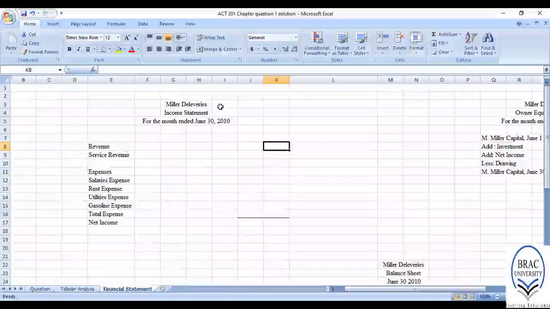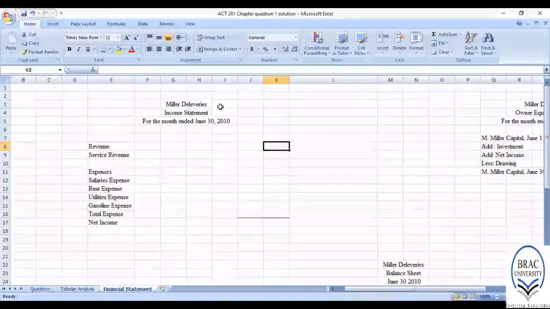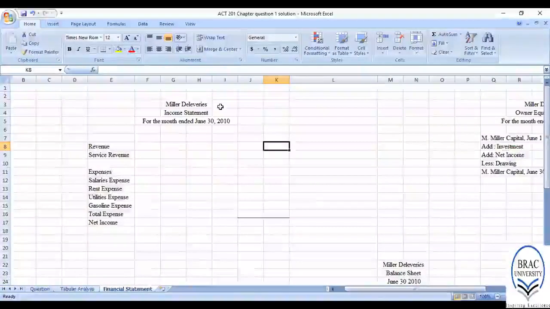We wrote Miller Deliveries at the top of the income statement. Then we wrote income statement. Then we wrote for the month ended June 30th, 2010. If the income statement was for the year, then we would have written for the year ended.